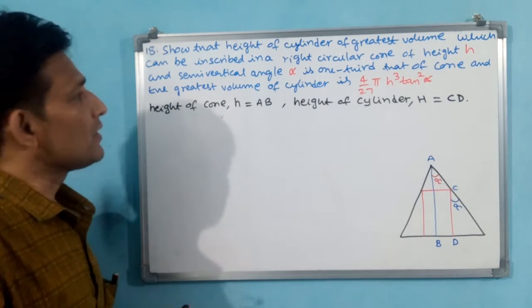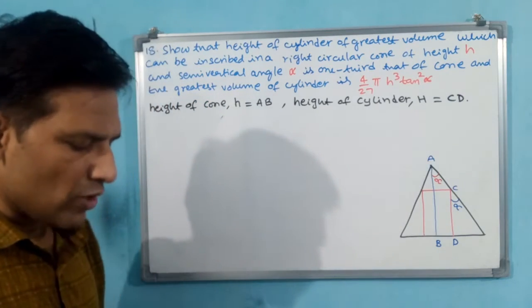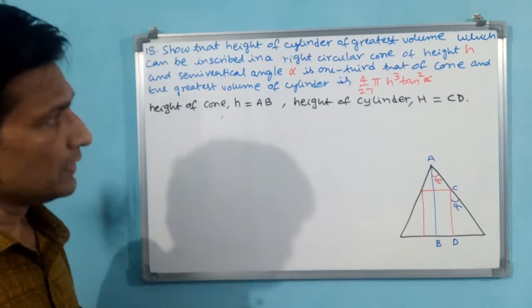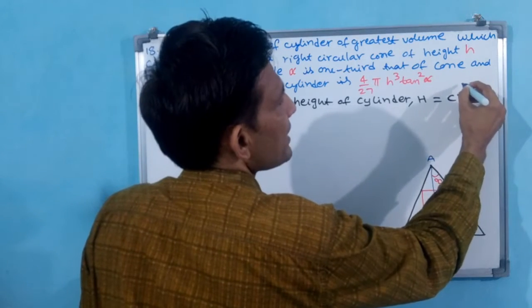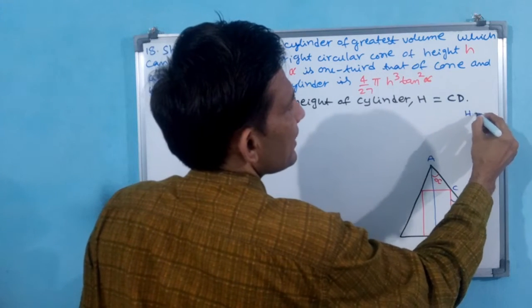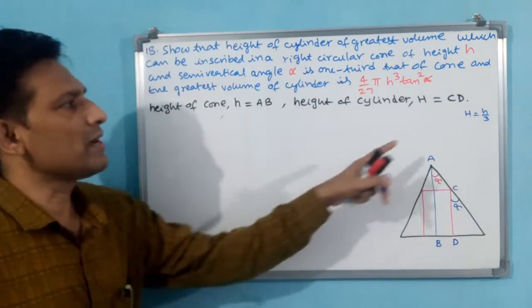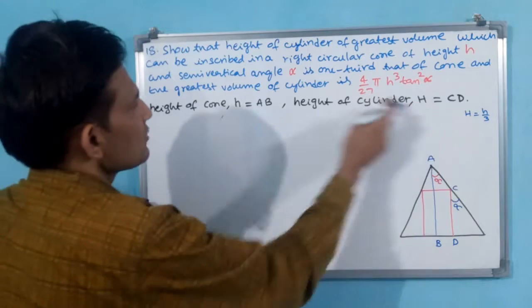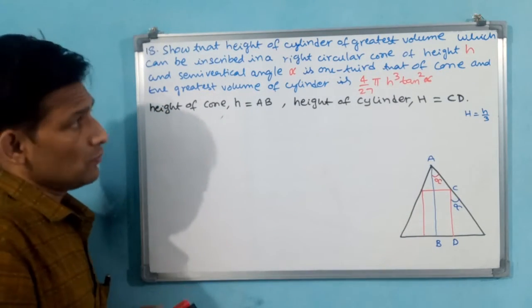The cylinder height is 1/3 of the cone. See, what do we have to prove? We have to prove this one. Capital H is equal to small h by 3. Small h I have written, but this we should not take. This has to be proved. H is equal to h by 3 we have to prove. That's what they asked: 1/3 of the cone.